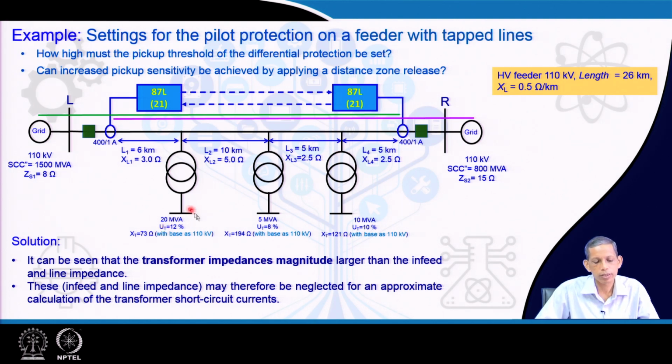So, this means that the larger capacity transformer has 73 ohm, as compared to the positive-sequence impedance of the transmission line, which is much lower. The transmission line is 26 kilometers, and XL is 0.5 ohm per kilometer, so 26 into 0.5 is the corresponding positive-sequence impedance of the line.